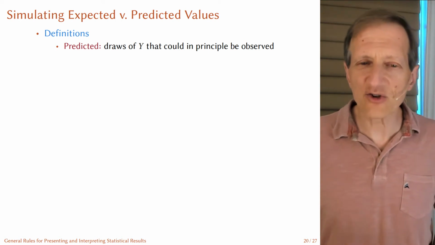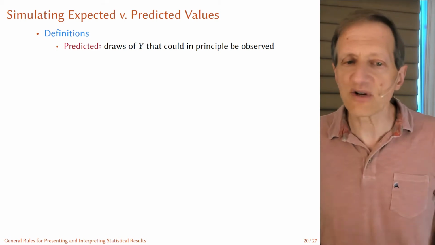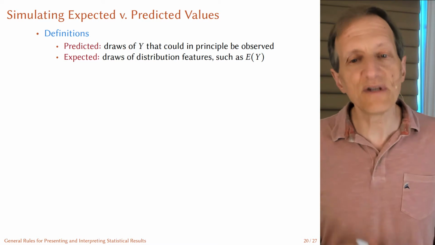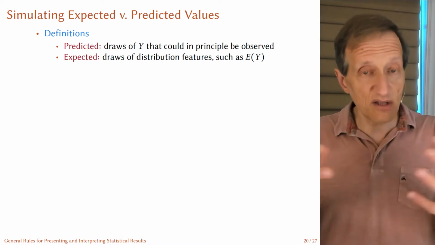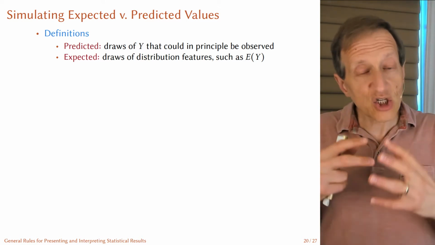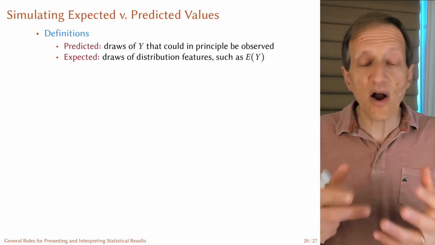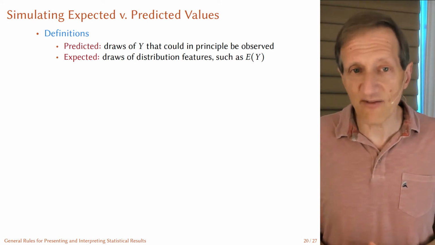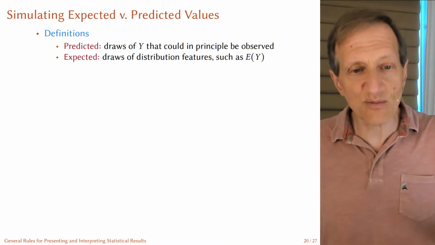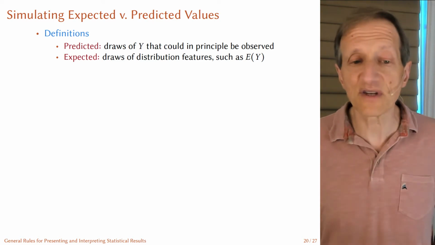Okay, so definitions of what these things are. Predicted values are draws of y that could in principle be observed, like the election outcome. Expected values are draws of features of the distribution, right? That maybe the distribution of election outcomes, and a feature might be the expected outcome of the election, the variance of the outcome of the election, the probability that a candidate will have more than 50% of the vote. So that's the difference between predicted outcomes, which are observed, and expected outcomes, which are features of the distribution, often means and things like that.